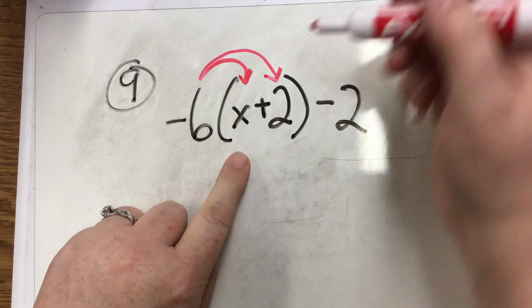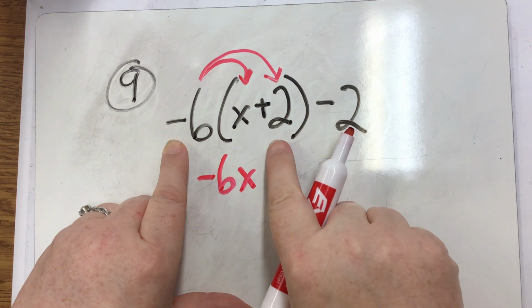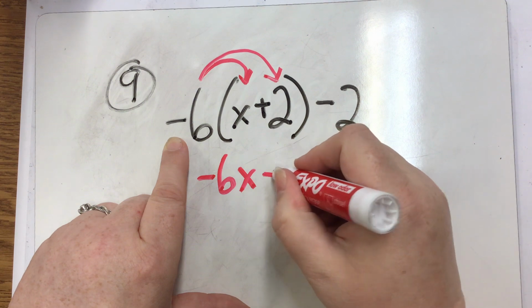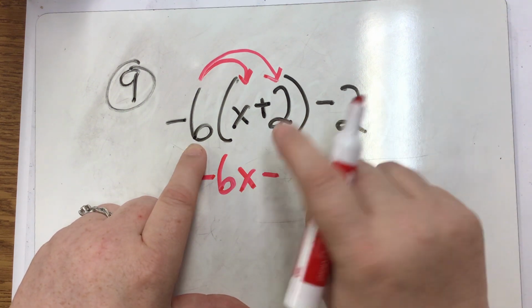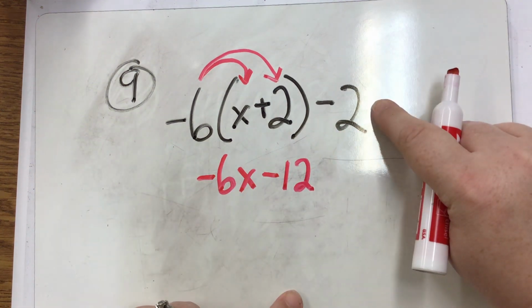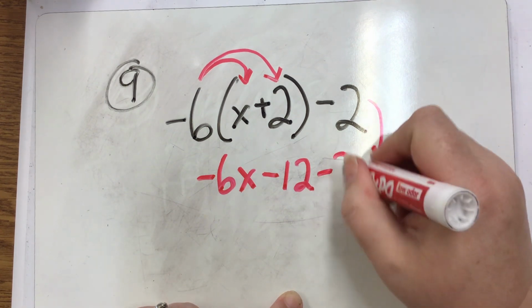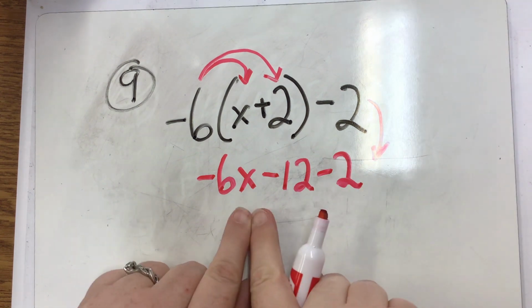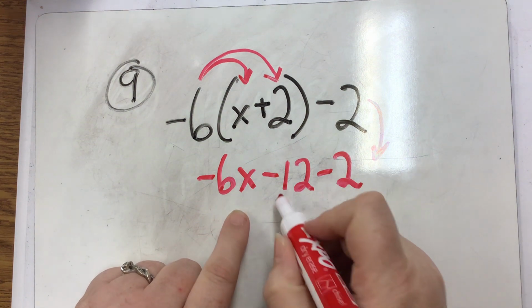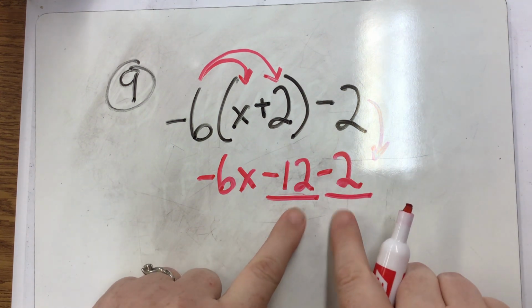Negative 6 times x is negative 6x. Negative 6 times 2. Negative times a positive is a negative. 6 times 2 is 12. Okay, now see this negative 2? We're just going to bring it right down. Minus 2. Okay, so now, down here, this has a letter. This doesn't, and this doesn't. That means that these guys right here are friends. They can sit at the same table, okay?